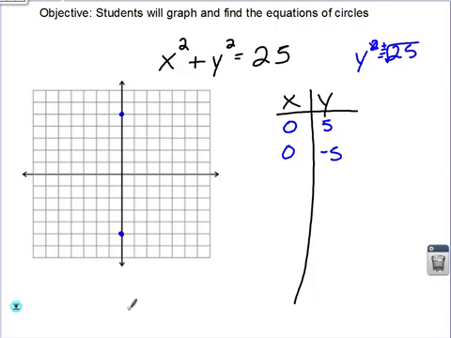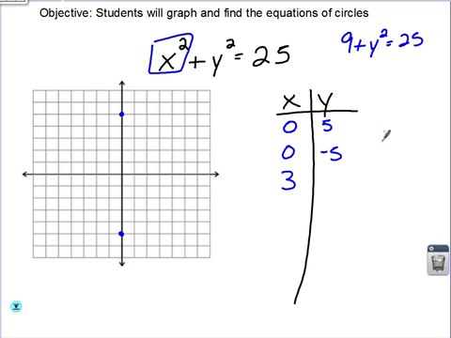Let's plug in a different value. I choose 3. Let me erase this up here. If x were 3, I'm going to plug it in right here. 3 to the second power, I now have 9 plus y squared equals 25. What do I have to do now? Good. We subtract 9 minus 9, and I now have y squared is 16. To get rid of a square, I square root. And not only square root, but don't forget about positive or negative. For this reason, could y be 4?